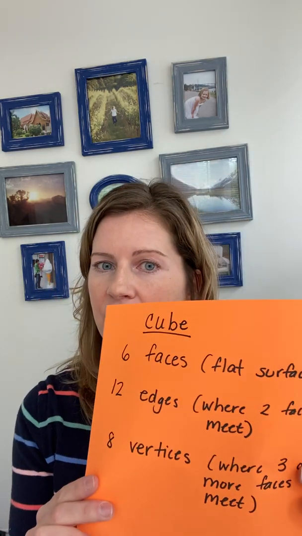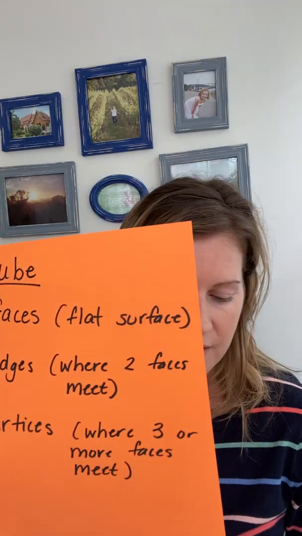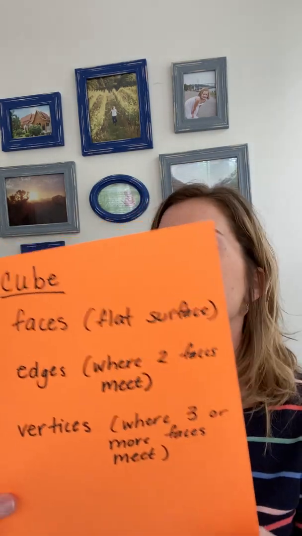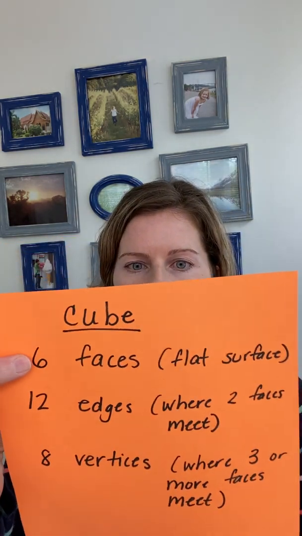And then on your Seesaw video, you're gonna have to talk about the cube and talk about the different attributes. So I have the attributes here for you, and I also have it in the Seesaw post. So you're gonna have to point out the 6 faces, okay? So you're gonna hold up your cube and just say, this is my cube, and here are my 6 faces.